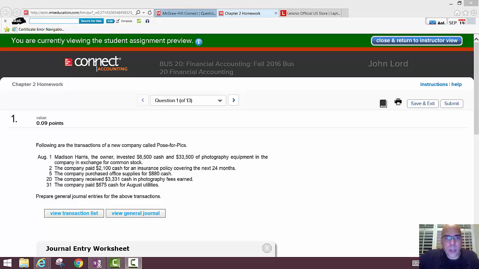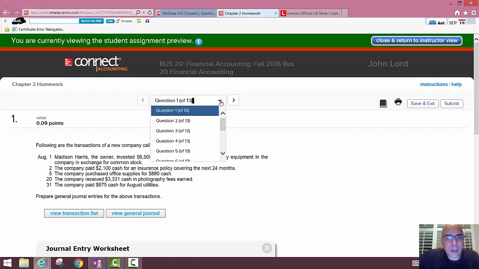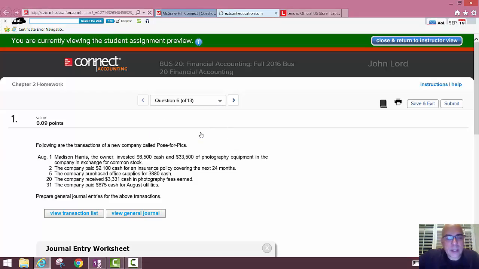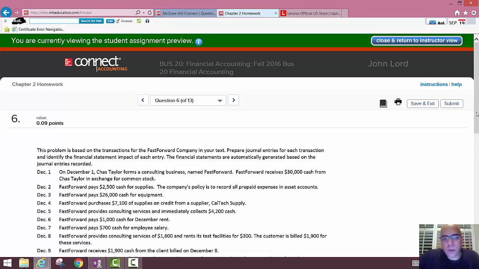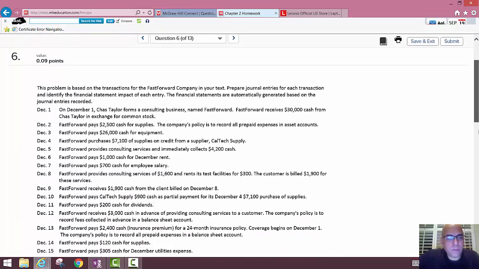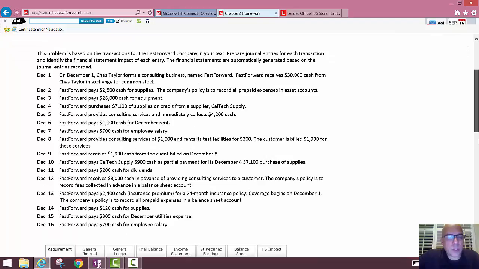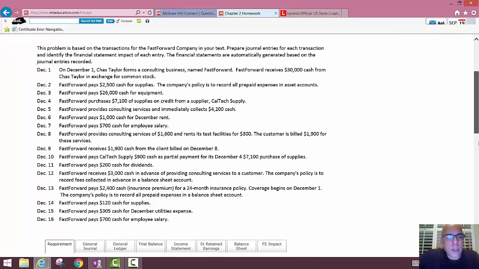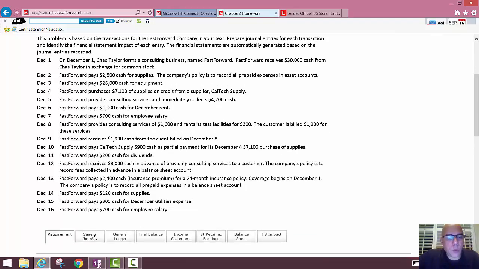Hi guys. Okay, so we're going to go through some of these homework assignments from Chapter 2. The ones that I'm interested in, I think it starts around homework assignment number 6 here in Connect. I want to go through these with you because it gives us a good view of how we would use a general ledger software to go through the process of recording transactions in the journal, then posting them to the ledger, and then taking that information from the ledger.